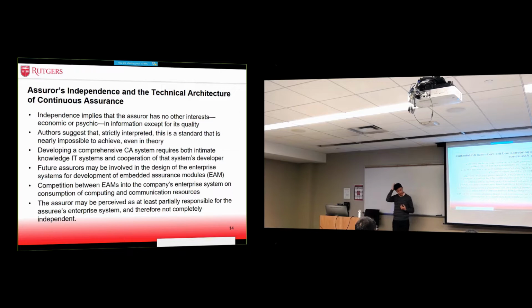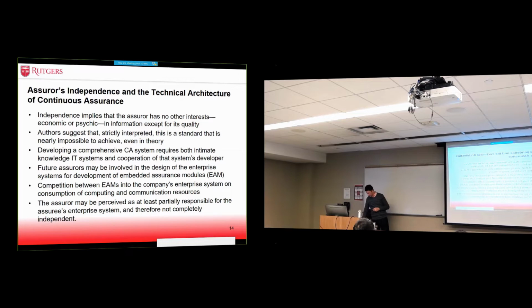They state that to achieve full continuous assurance, there should be a technological infrastructure built in the entity that's being insured, and they should analyze these transactions in detail. Sometimes they may state certain rules on how to build this infrastructure at the assurer, so there might be some loss in the independence of the assurer.